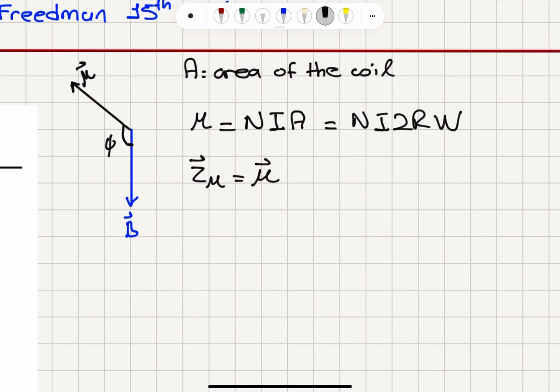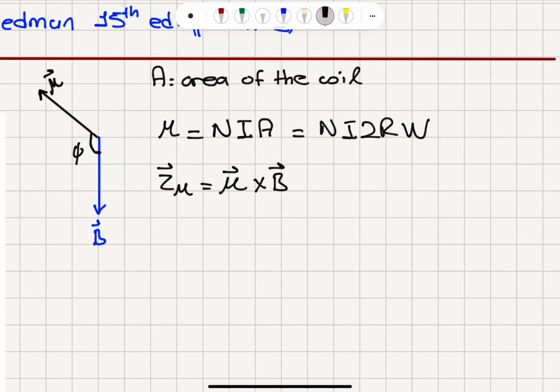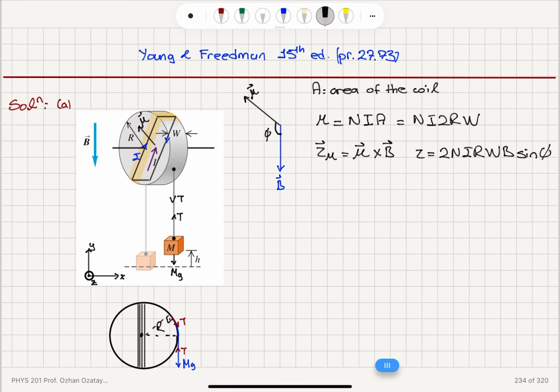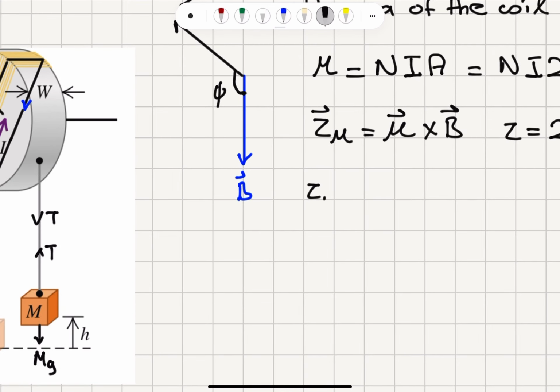It is the cross product of the magnetic moment with the magnetic field, and that torque will have a magnitude of the magnetic moment, 2NIrw, multiplied by the magnetic field B multiplied by the sine of the angle between them, so it will be sine phi. And what is the direction of this torque? Tau mu is in which direction?